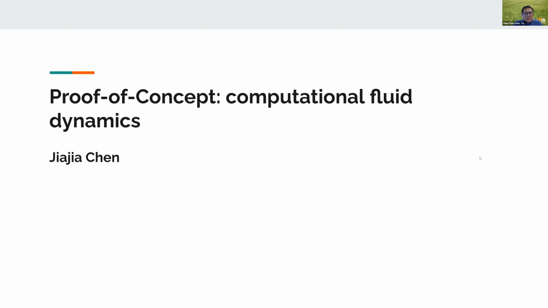So hi, I'm Jiajia Chen. As Greg mentioned, our first step of the modeling process is to develop a computational fluid dynamics model to simulate the flow field in these simple bioreactors. Next slide, please.